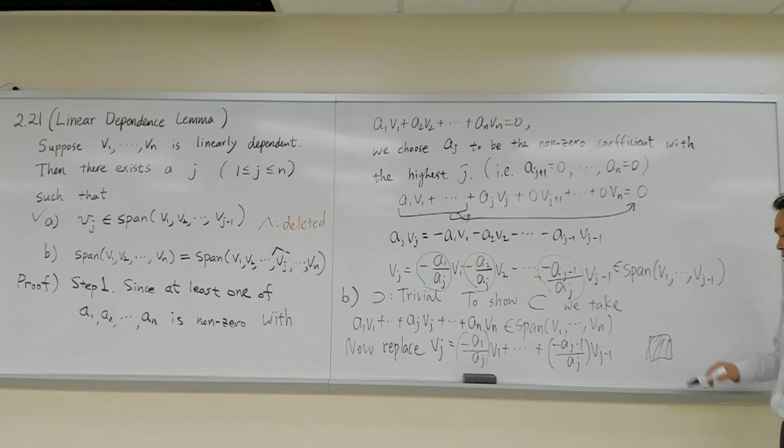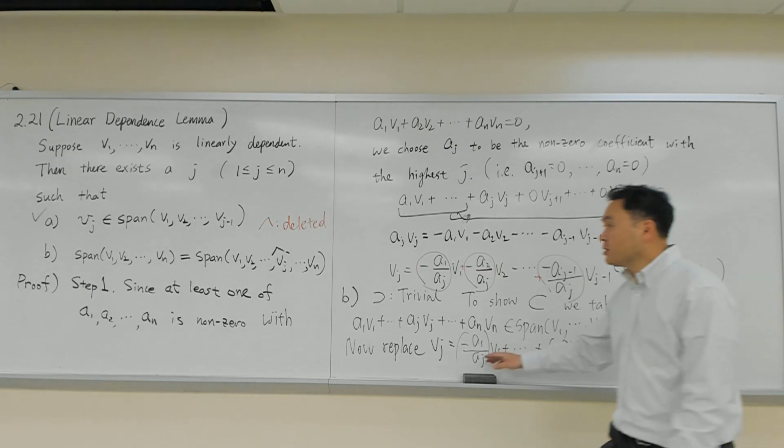So QED. If you put a square with darkened in, that means the proof is done. Okay.